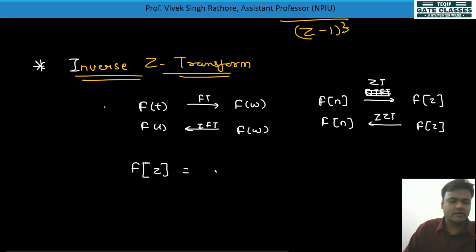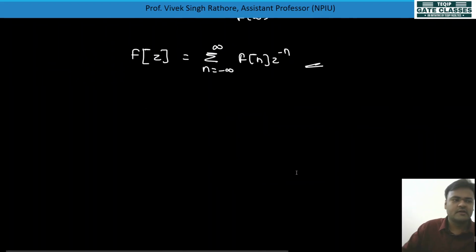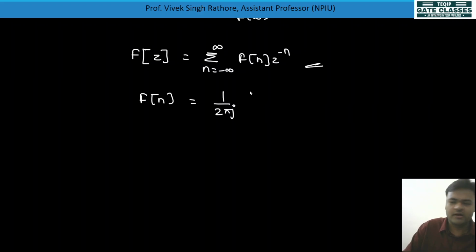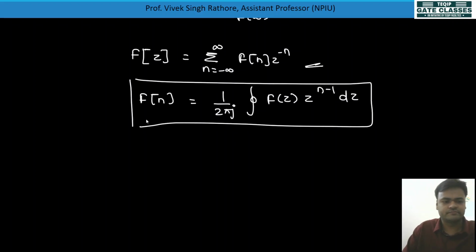We'll get it as the summation of n equal to minus infinity to infinity of f of n times z to the power minus n. This is the formula for getting your z transform. But if you want f of n from F of z, we'll go with 1 by 2 pi j, the integral of F of z, z to the power n minus 1 dz. This is the formula for the inverse z transform.